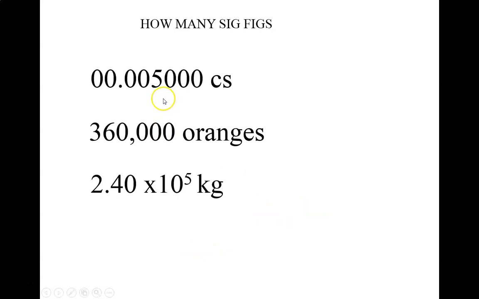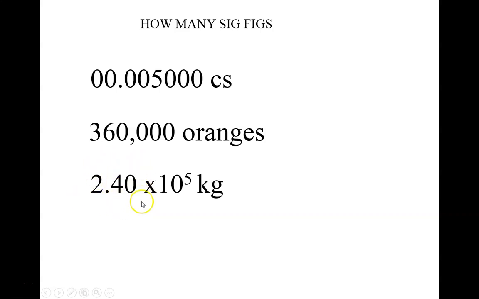This number, left rule tells me these are not sig figs. And right rule tells me these are sig figs. So that gives me 4 sig figs. 360,000 oranges. Did I trick you? That's got infinite because we counted oranges. And this last one, 2.40, that's got 3 sig figs.